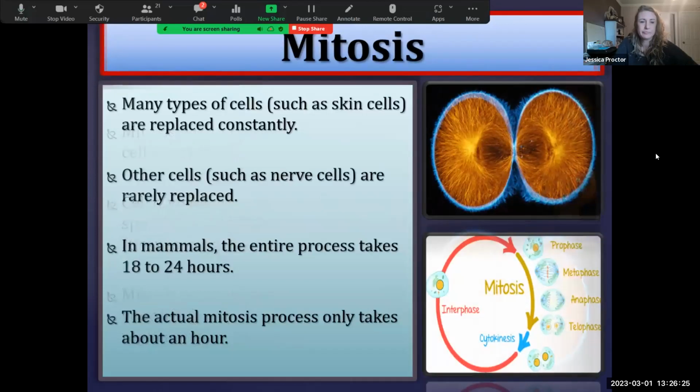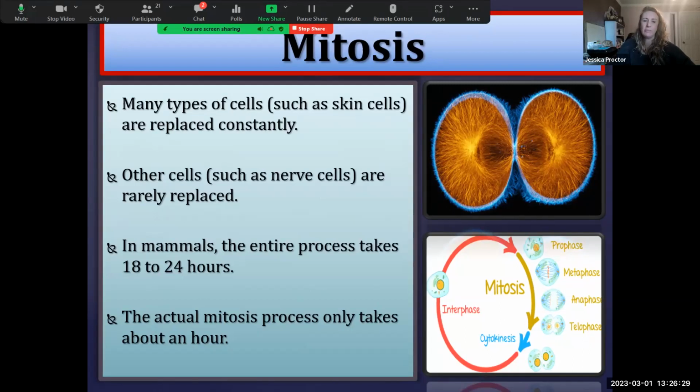Many cells, such as skin cells, are constantly replaced. Other cells, such as nerve cells, are rarely replaced. The entire process, if you're looking at interphase, prophase, metaphase, anaphase, telophase, all 5 steps take place in about 18 to 24 hours.